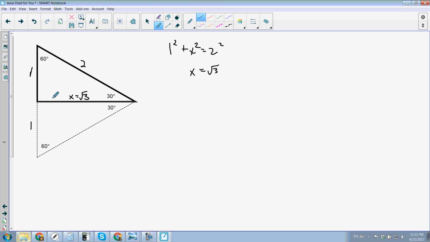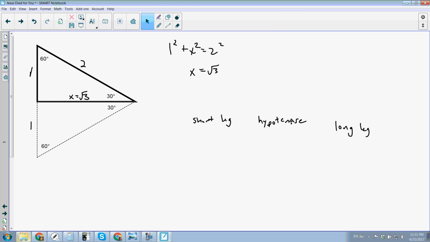So therefore, if we could set up a little short leg, long leg, and hypotenuse. Okay, now I actually want to put short leg in the middle there.